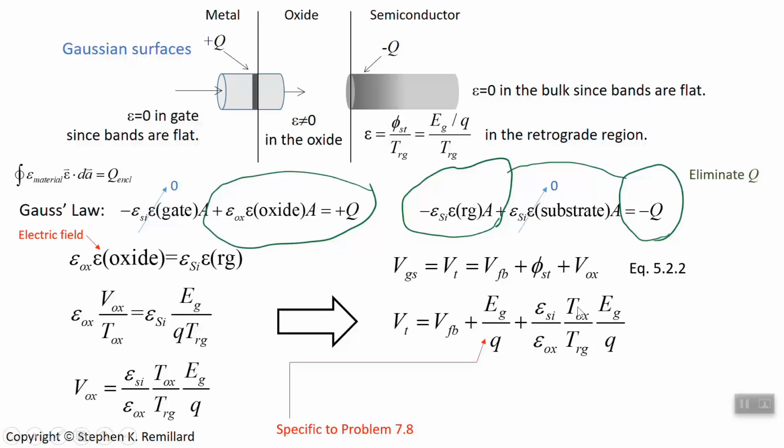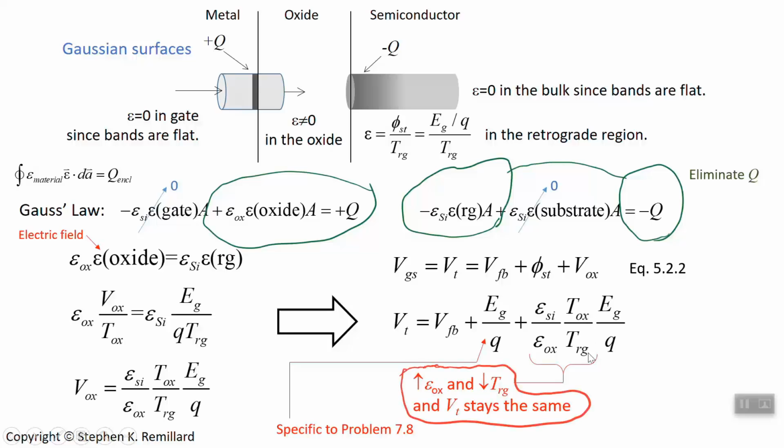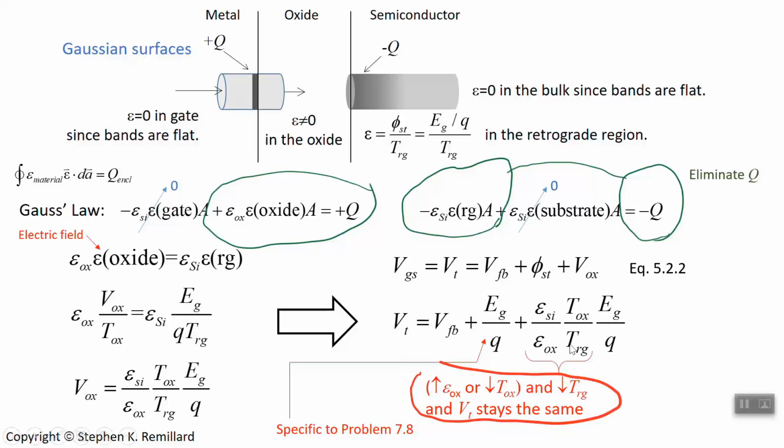We've already resigned ourselves to decreasing the oxide thickness. Now we have to think about what we're going to do with the retrograde thickness. So the punchline is that you can either increase the oxide permittivity by changing your material or decrease its thickness. At the same time, decrease the retrograde thickness, and you can keep the threshold voltage the same. So that's how steep retrograde doping is used to reduce the DIBL parameter.